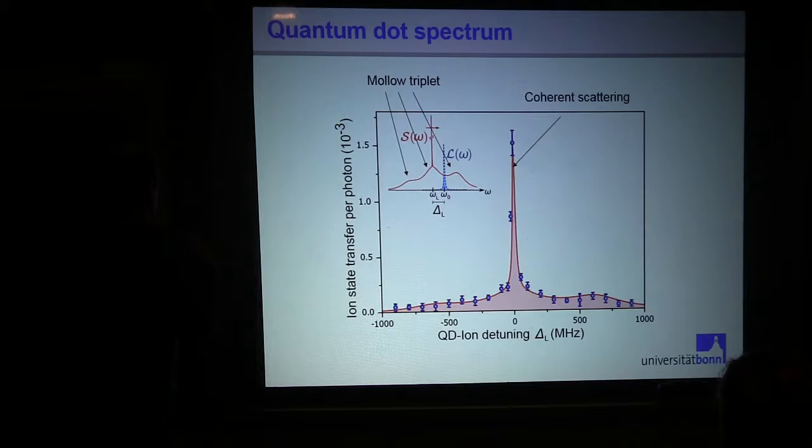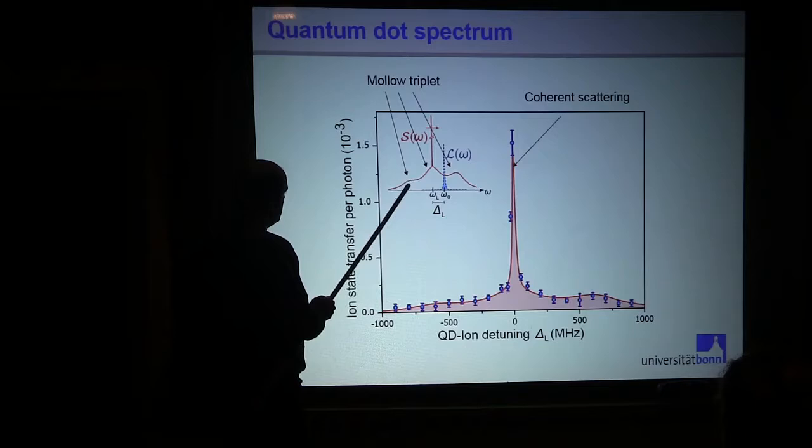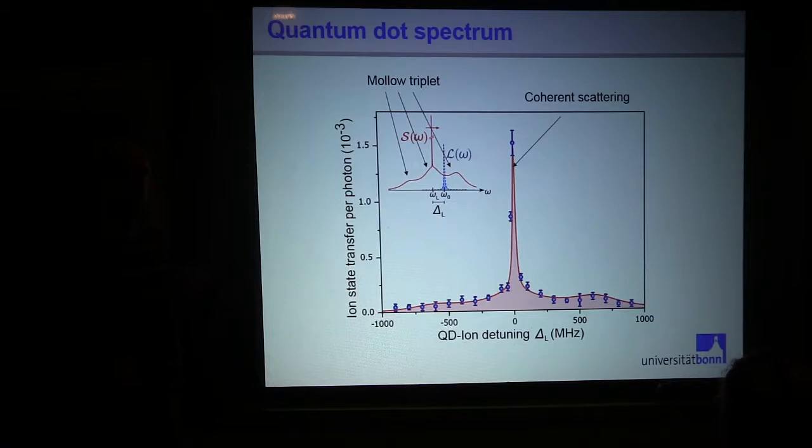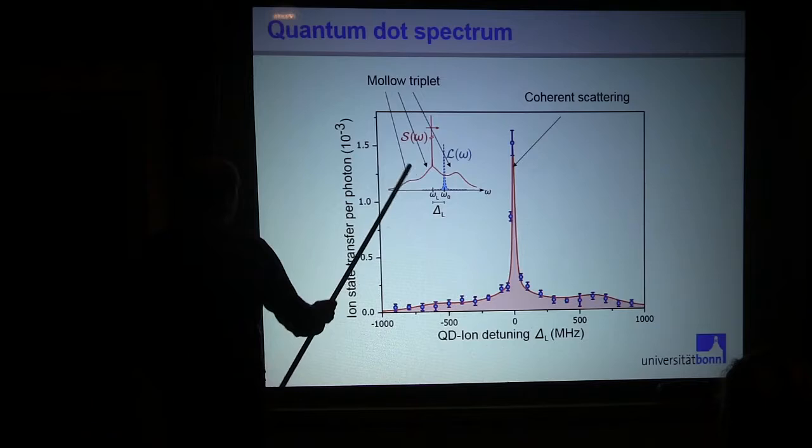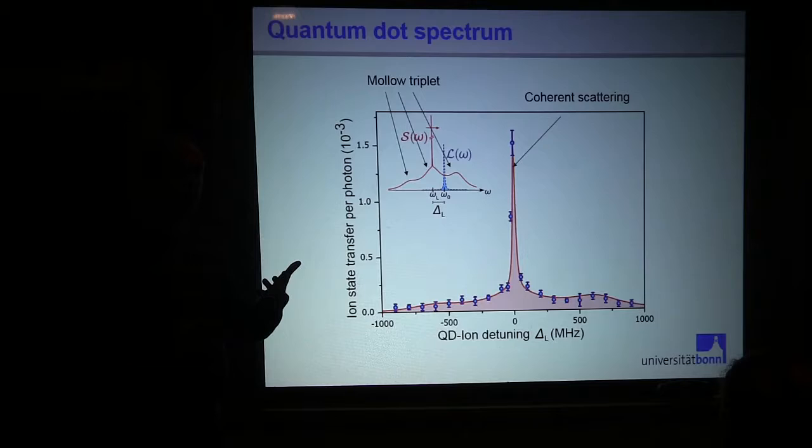Okay, so we have two contributions here. The Mollow triplet in this resonance fluorescence you can basically regard as the incoherent scattering from the quantum dot, so that's spontaneous emission from the excited state. And then on top of that, we have the Rayleigh peak, which is a bit weird because it inherits the line width of the laser, but it's antibunched because you can only excite the quantum dot once per line width.